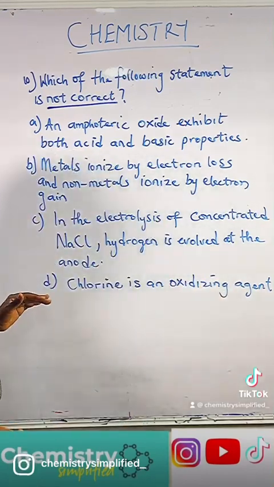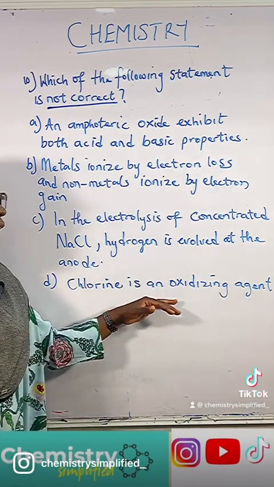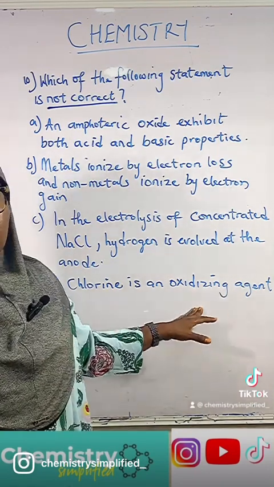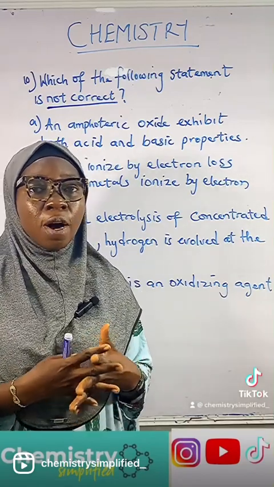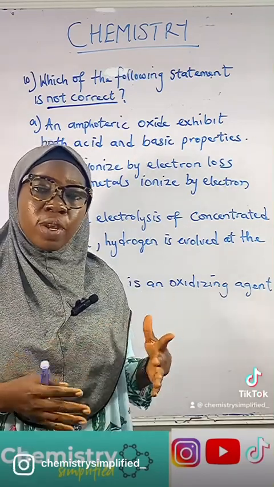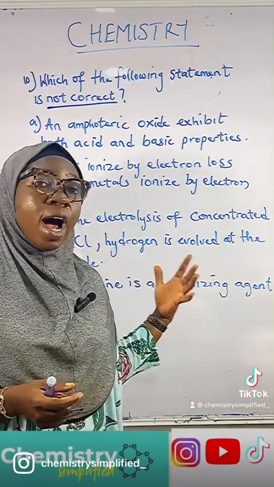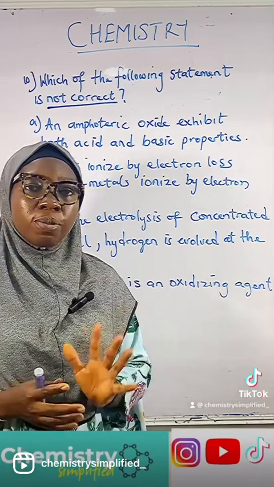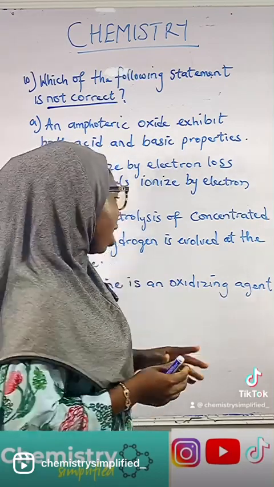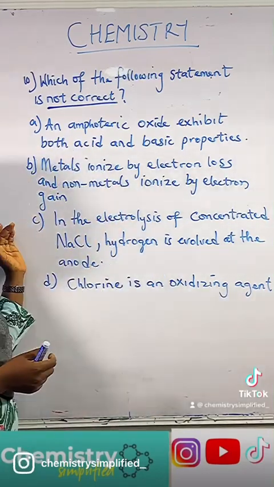Let's move on to option D. Chlorine is an oxidizing agent. We all know that chlorine is a very strong electronegative element, which means it is an oxidizing agent. So option D is also correct. Now let's move on to option C. Let's go back to option C.